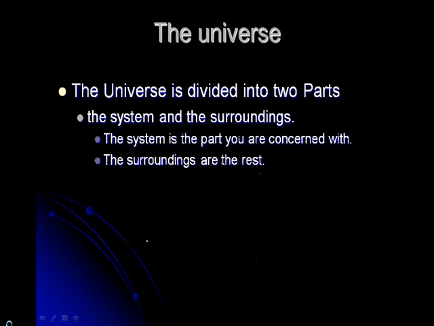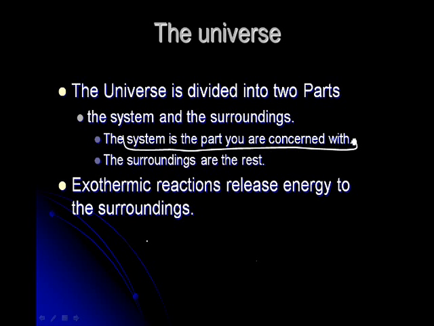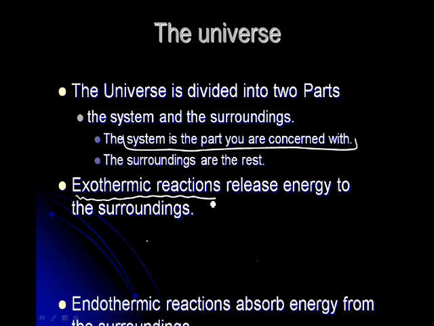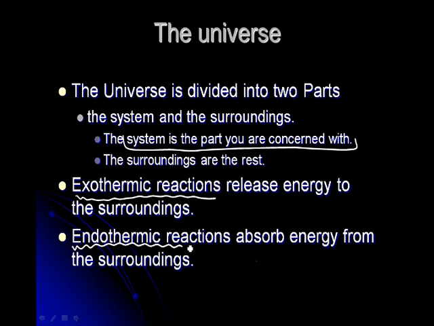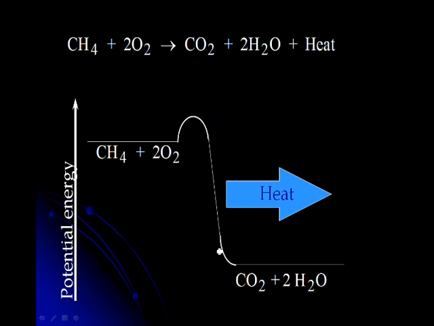So, for purposes of our study of chemistry, we will always be dividing the universe into two parts, the system and the surrounding. Now, the system is the part we will be working with and focusing on, so we'll constantly ask, what is the system in this situation? And everything else, the rest of the universe, is the surrounding. That allows us to say things like this. Exothermic reactions release energy to the surrounding, so the system is where the exothermic reaction is occurring, and endothermic reactions, their systems absorb energy from the surrounding.